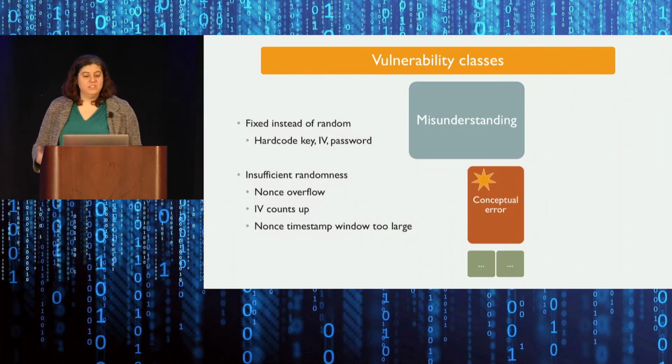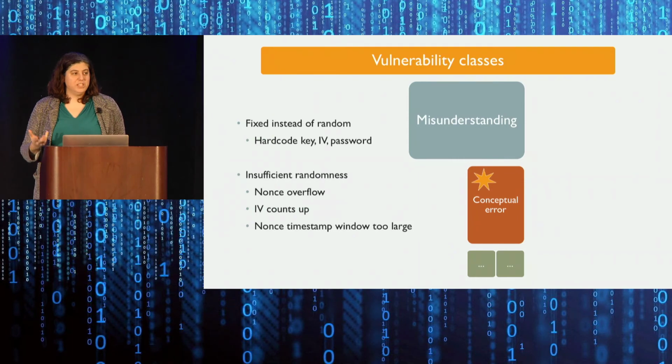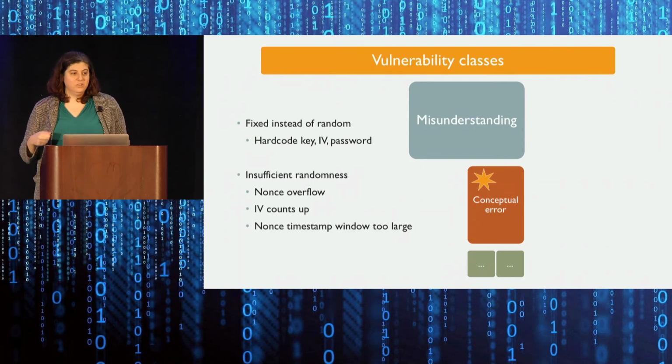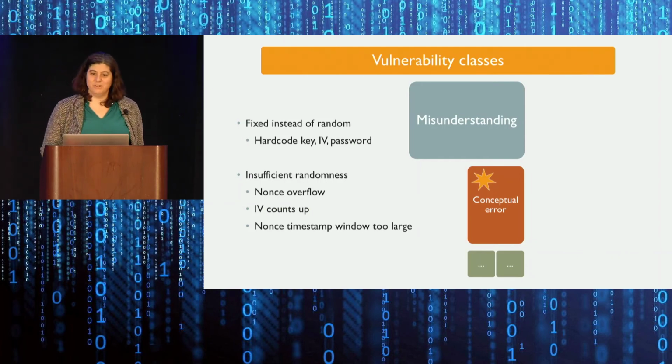We also saw some instances of people trying to use randomness, but not quite having enough of it. So having a nonce that could overflow, having an IV that just counts up predictably, not in a mode where you're supposed to do that. And having things like a timestamp window that is too large. The extreme example of that was checking that the timestamp was the same day. So as long as you replayed your message to the bank on the same day, then it would go through, but if you waited until tomorrow, it wasn't going to work. There were other instances where the timestamp window was smaller, but still not small enough. All these kinds of concept errors.